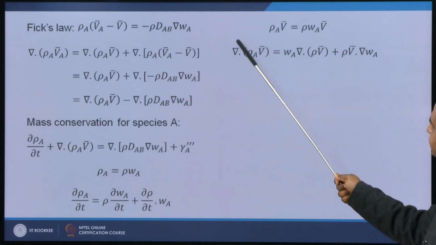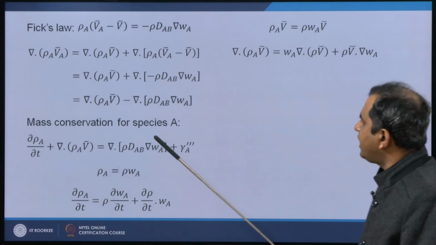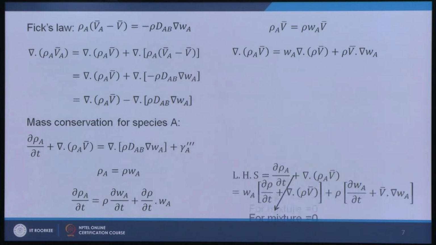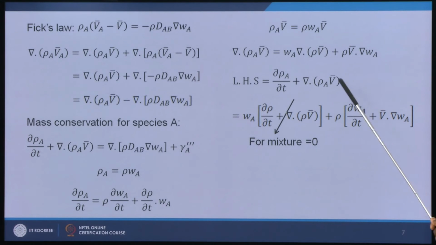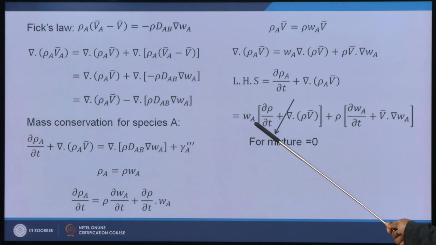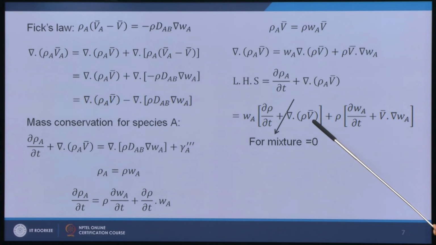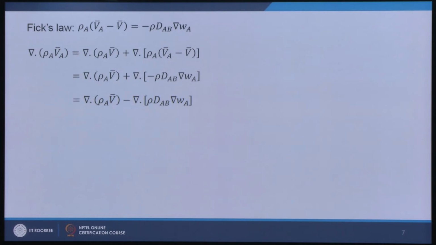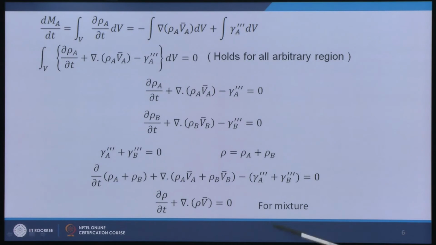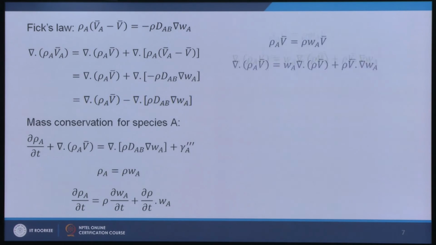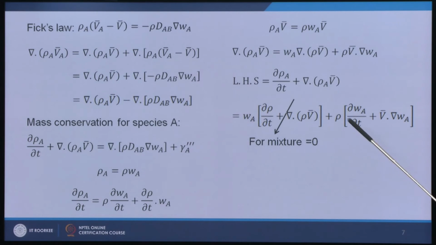Now let us put both this and this del t of rho A into the mass conservation of species A. On the left hand side, whenever we put both these terms, we get W A into (del rho del t plus del dot rho V). Okay, so from the mixture equation we have just shown this equals 0. Okay, so we have already shown this equals 0, so this part of the equation goes to 0. So on the left hand side we have only this term, which can be written as rho into the total derivative of omega. This is nothing but the total derivative of omega.